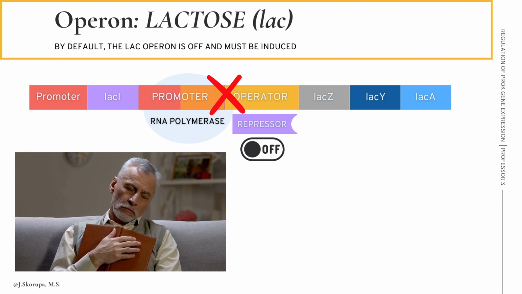To help you remember this, think of the word lack, but L-A-C-K. When you lack something, you don't have it. Here we lack gene expression of the lac operon. To turn it on, it needs to be induced.